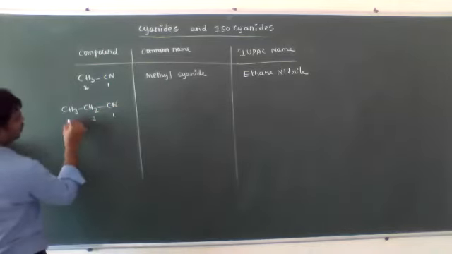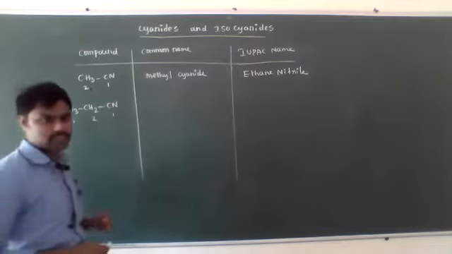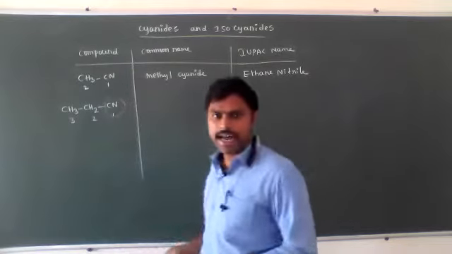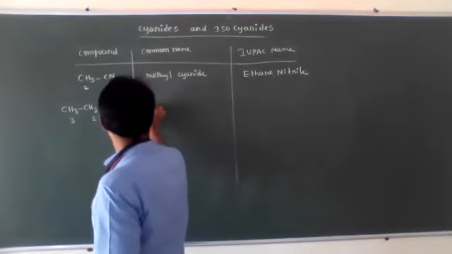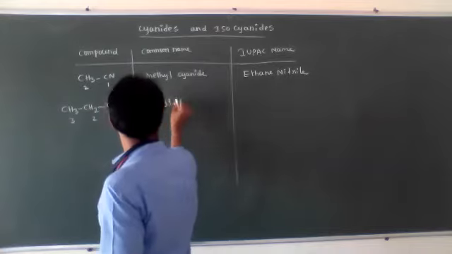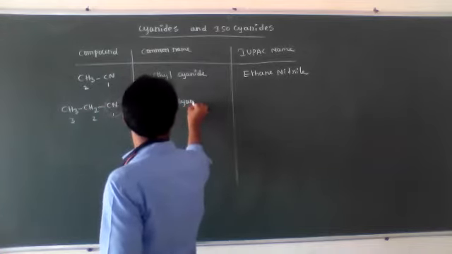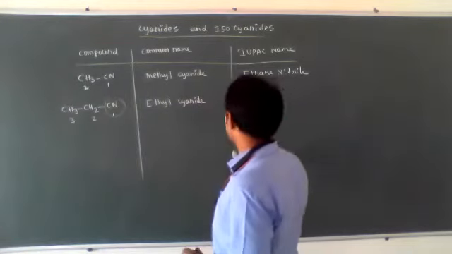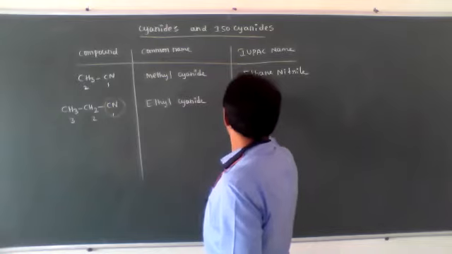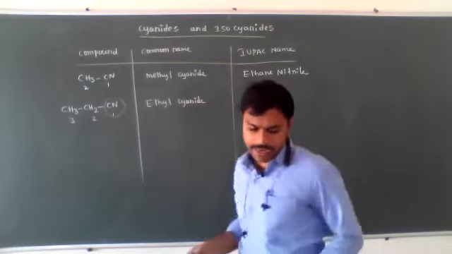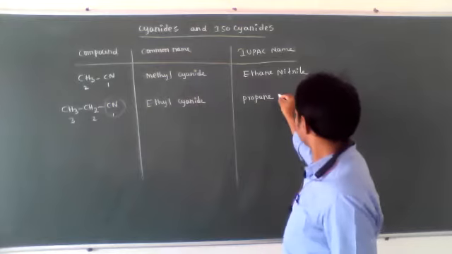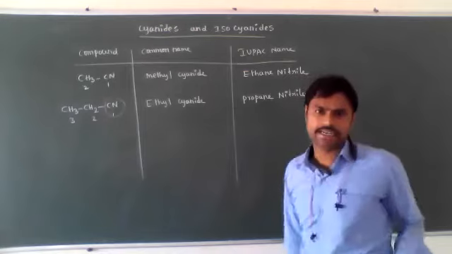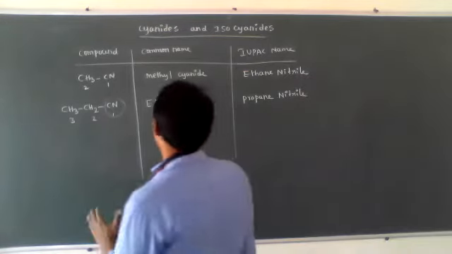CH3CH2CN. See, total 3 carbon atoms are present, but its common name is ethyl cyanide. Ethyl cyanide is the common name. IUPAC name is propane nitrile. Propane nitrile. See, these are the aliphatic cyanides.